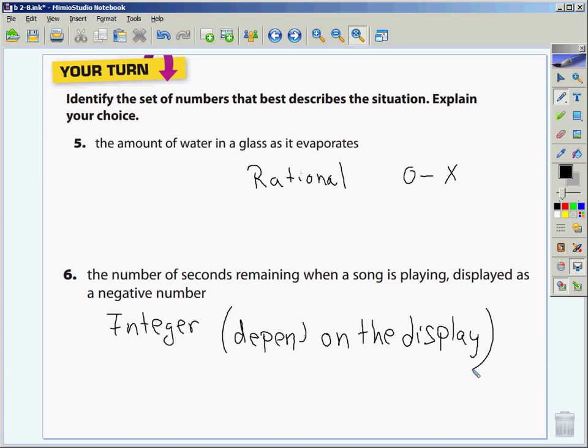Really? Okay. Like I said, it depends on the display. Mine goes, I think, to hundredths of seconds. Okay?